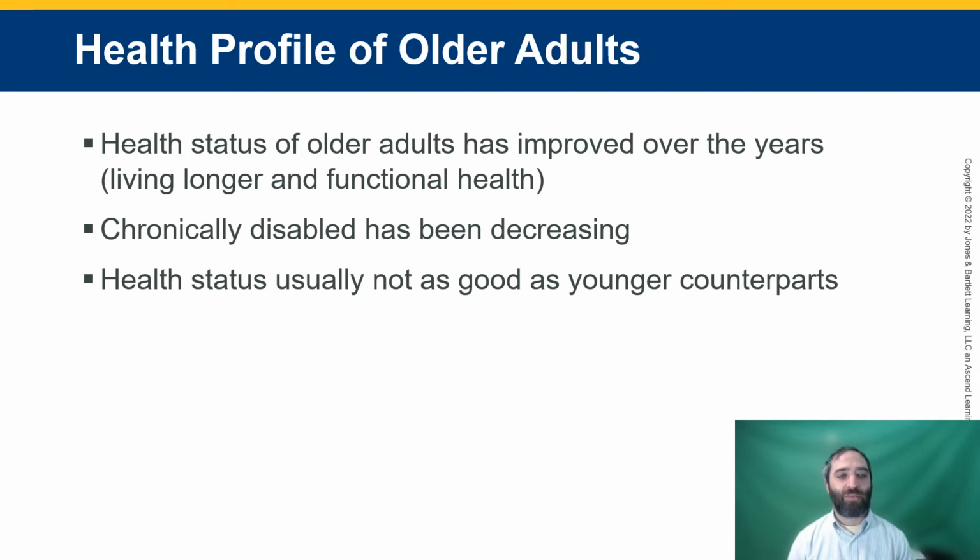However, their health status is usually not as good as their younger counterparts. It seems as though biologically our bodies tend to break down as we get older. That doesn't mean we can't resist that. It doesn't mean that we can't do things to keep ourselves healthier longer. But if you compare somebody who's elderly to somebody who's in their teens, the teenager is going to be healthier on average, because their habits and the environment haven't had the time to wear on the body.